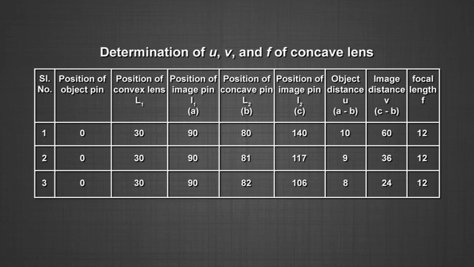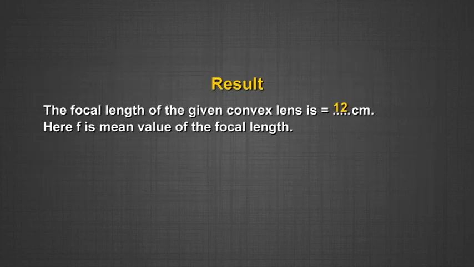Get a set of readings. Find the value for focal length for each set of readings. And you can report your result by finding the mean or average of those. Now, what sources of error can take place in this? Of course, the major source of error is the upright.